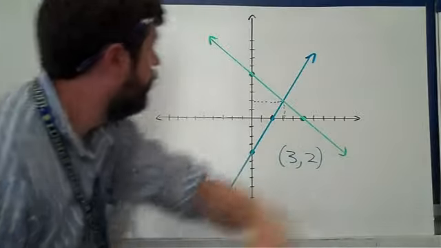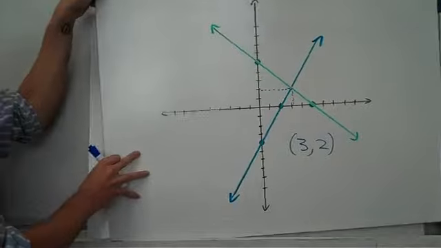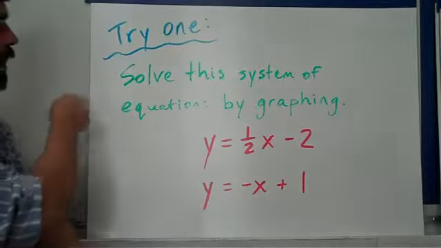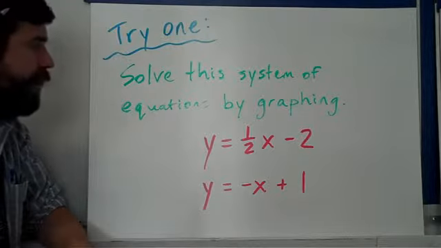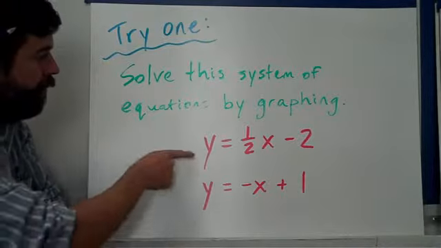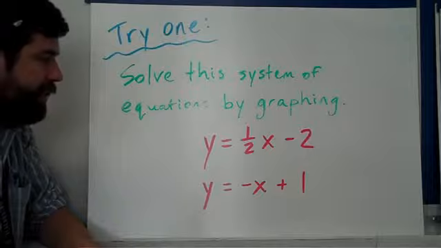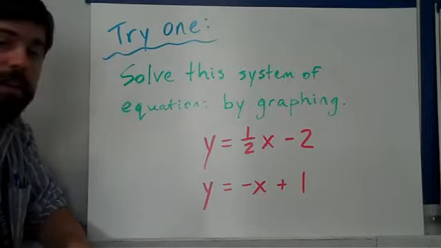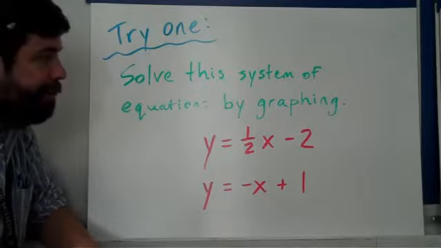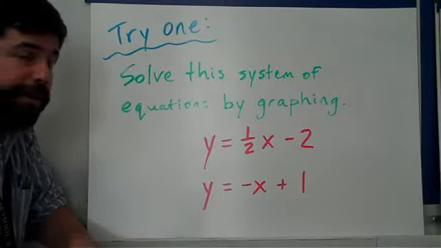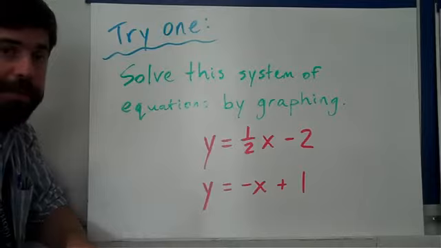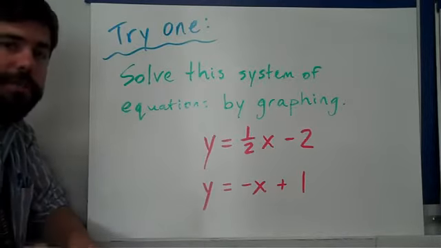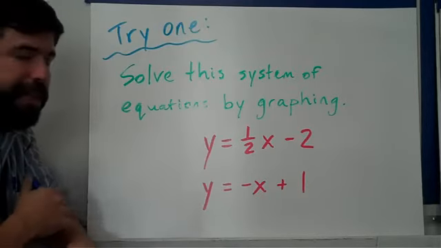Okay. Here's one for you to try. I want you to solve this system of equations by graphing. y equals 1/2 x minus 2, and y equals negative x plus 1. Remember, our solution is going to be a coordinate pair with an x and a y. When you have your solution, go ahead and enter it into the response system at the top right of the page.